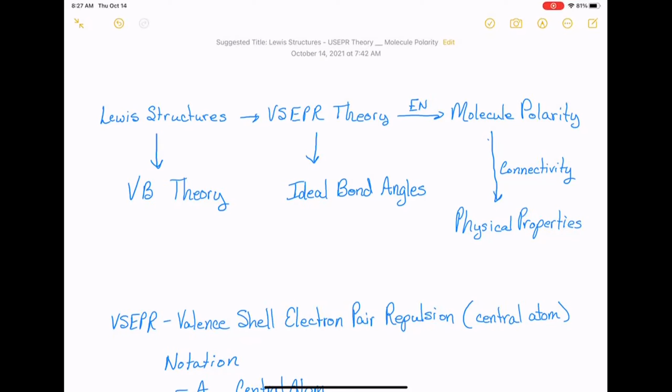Molecule's polarity, so we talked about bond polarity yesterday. Bond polarity is important. But when we start talking about molecule polarity, you can have nonpolar bonds and still have a polar molecule. Once we talk about the molecule polarity, if you take the molecule's polarity and look at the connectivity of the atoms in the molecule, that is what you're going to need in order to determine physical properties, which is the first couple of chapters in college chemistry 2.